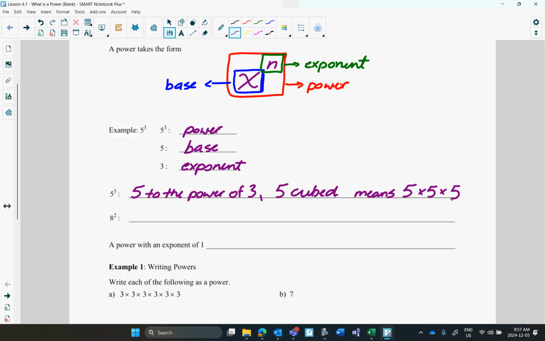How would you read the second one, this one? 2 to the power of 8. Careful. Oh, 8 to the power of 2. Or if the exponent is a 2, it's 8 squared. And what does it mean to do? What does it mean? 8 times 8. And then you get that answer.